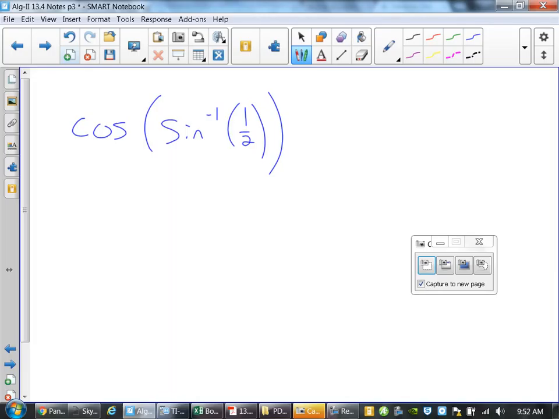What's the cosine of the angle that has a sine of 1/2? Wait, hold on, let me draw it out. So 30. Work on the inside. What angle has a sine of 1/2? It's 30, correct? Okay. So that means what's the cosine of 30? Root 3 over 2.